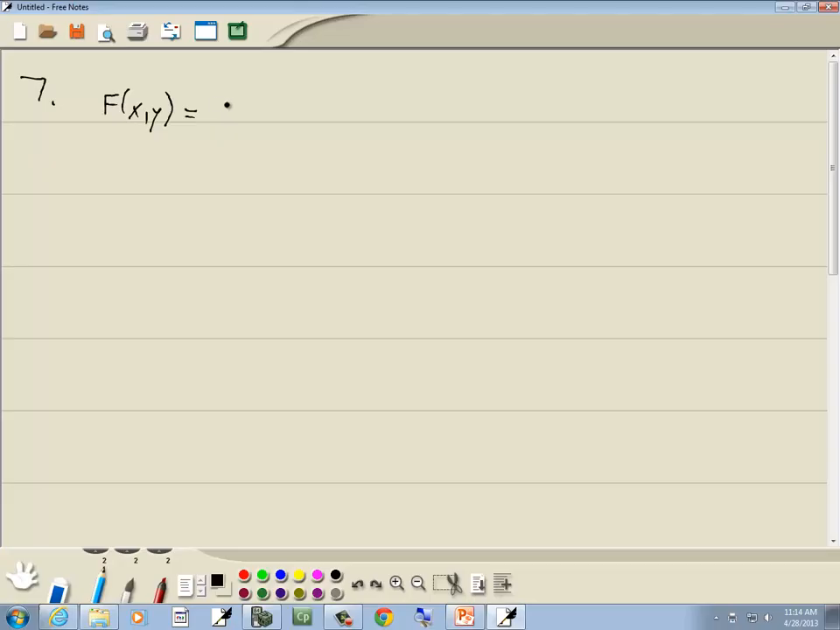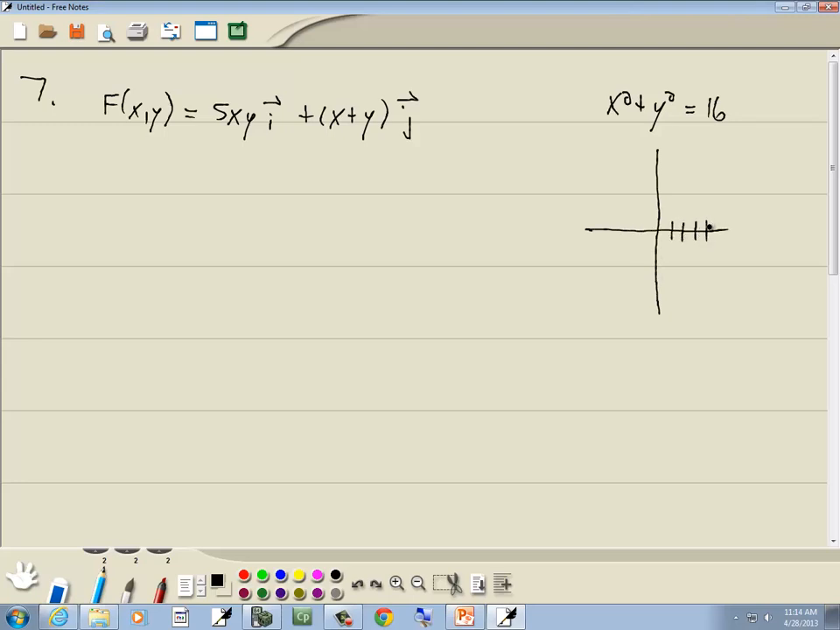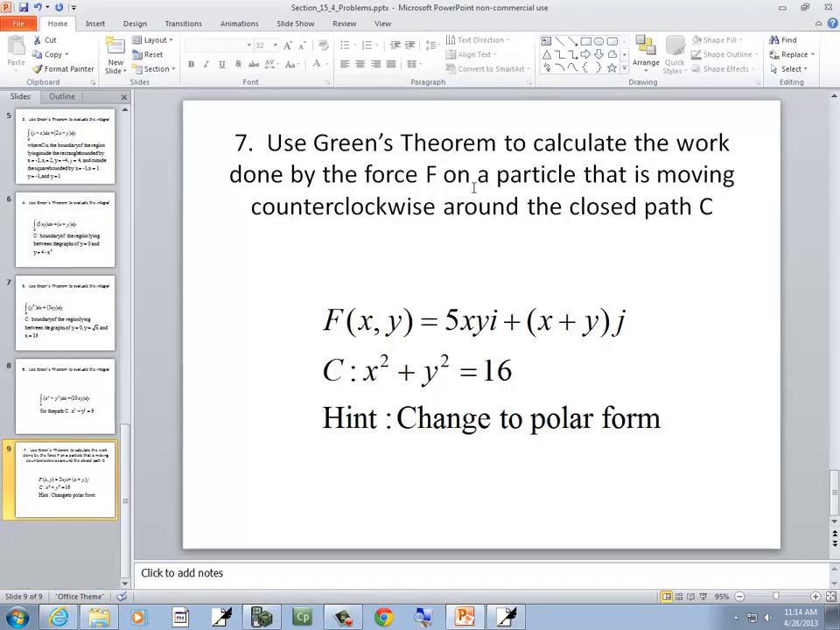So we got 5xy i plus x plus y j. And we got x squared plus y squared is equal to 16, which means radius of 4. 1, 2, 3, 4. So going around like that. Imagine that's a circle, and that's the path we're talking about.